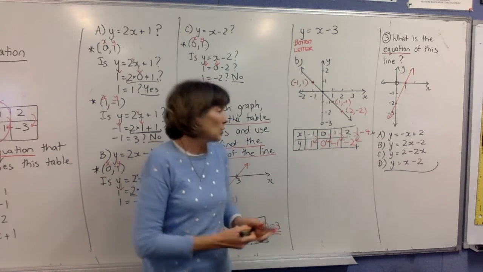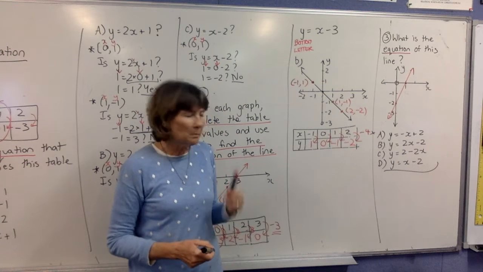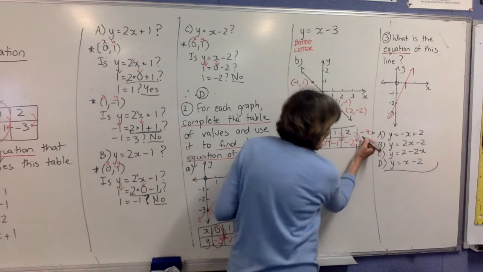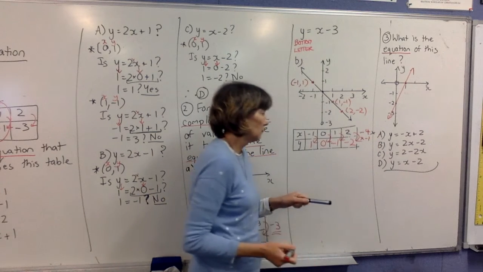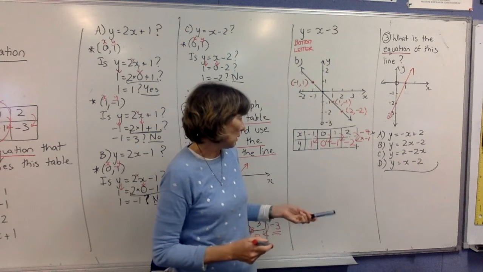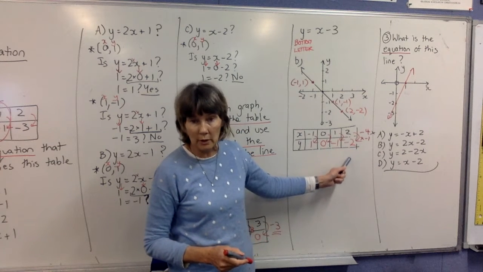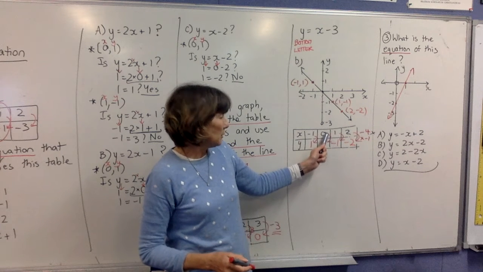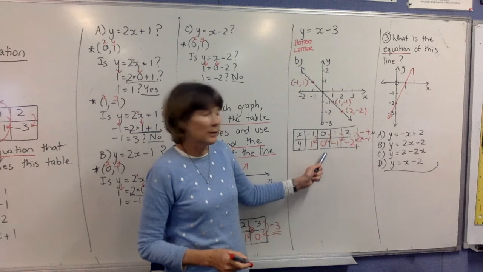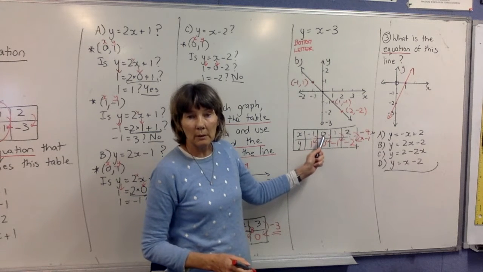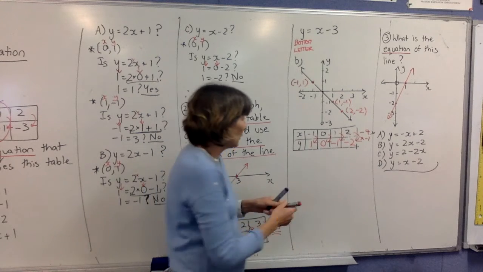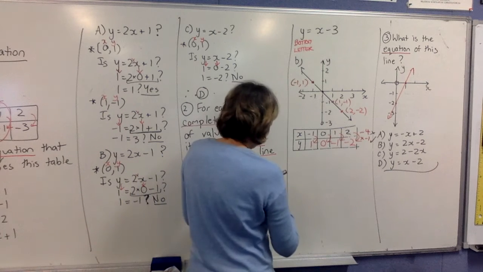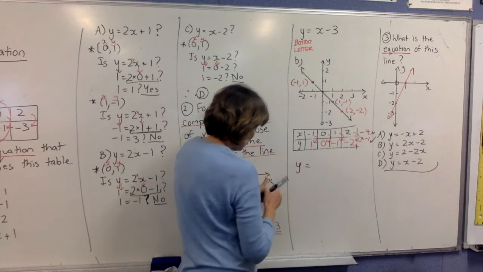What else have we done to the top to get to the bottom? Well, maybe we have times by -1. Let's see if that works. Times by -1. So 2 times -1 gives you -2. 1 times -1 does give you -1. 0 times -1 does give you 0, and minus 1 times minus 1 does give you 1. So it works in all of them. So that's the one we want. So let's write our rule down. Start with your bottom letter. Y equals. Always start with your bottom letter.